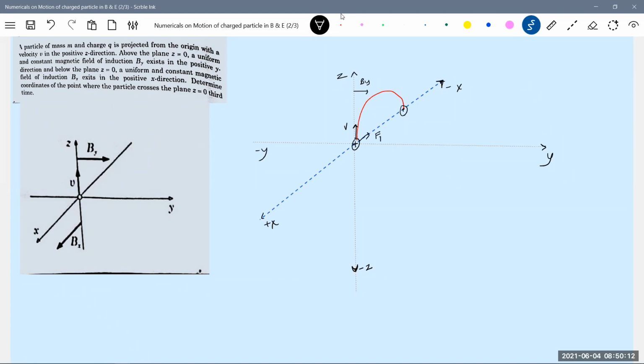F1, I'll call it. The moment it is here, now the B bar will be like this. How should the force be? Now bring that one, B bar and the velocity. Now I think you'll get very good pain. Anybody, how will the force be? Negative y-axis. So the force here will act along the negative y-axis.